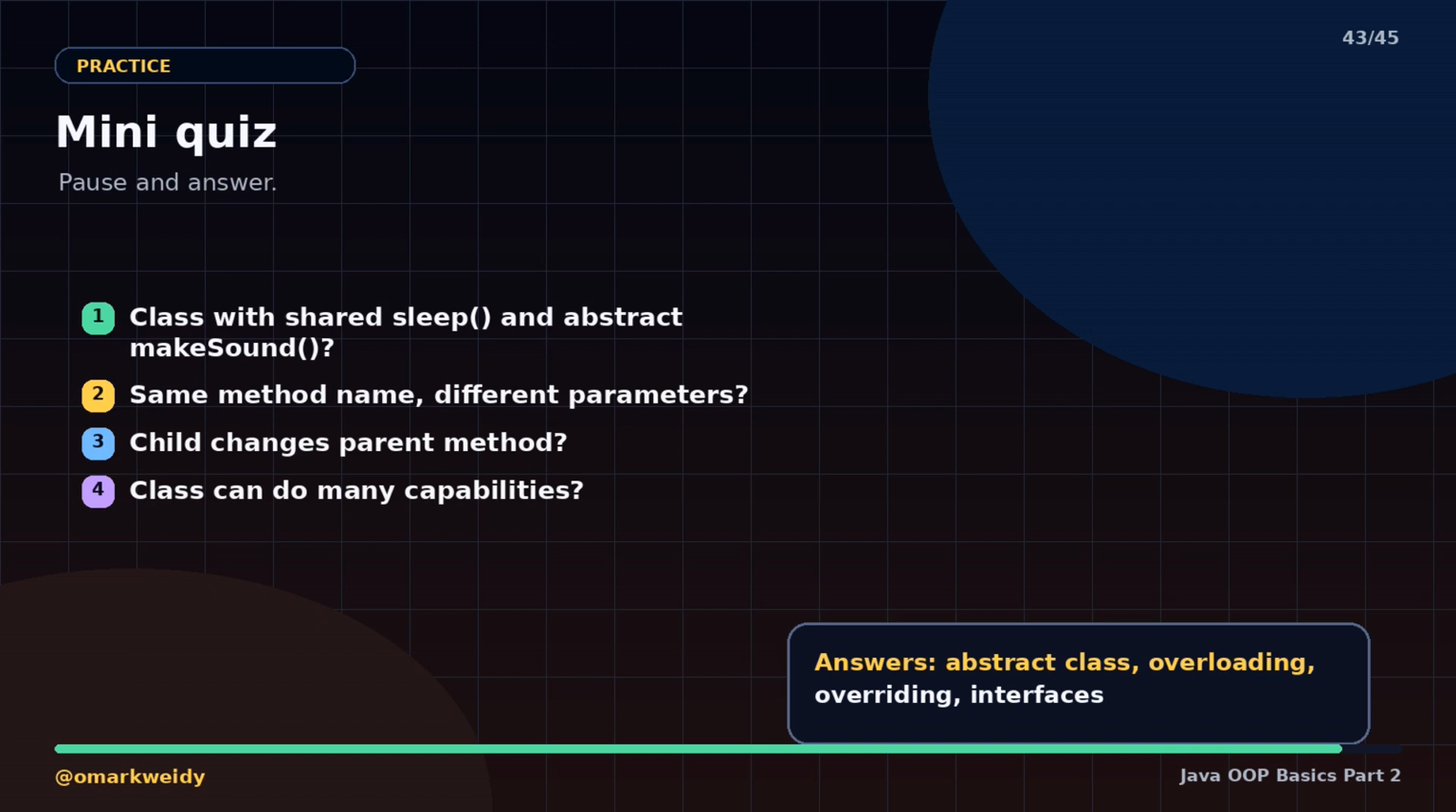Quick quiz. Shared sleep and abstract makeSound means abstract class. Same method name with different parameters means overloading. Child changes parent method means overriding. Many capabilities usually means interfaces.